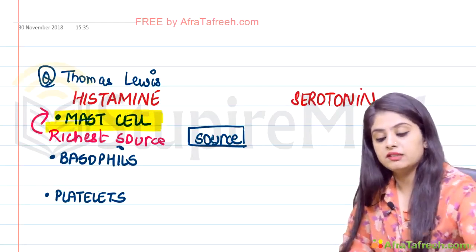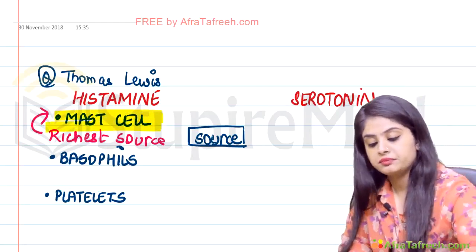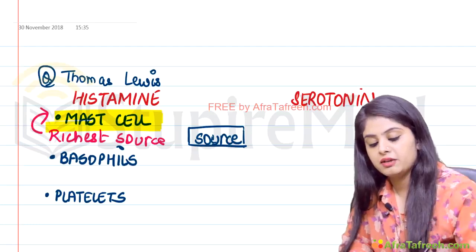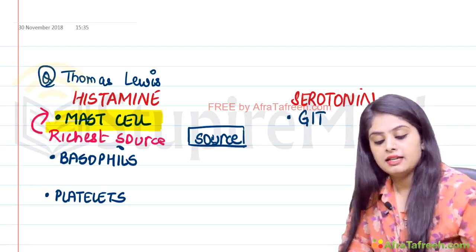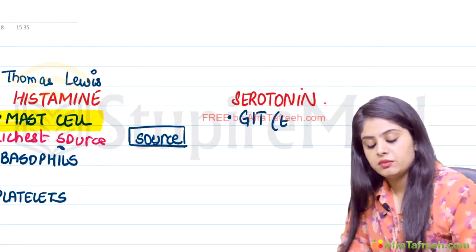Similarly, let's see what are the cells that are giving us serotonin. Serotonin is basically coming from first the GI tract, and in the GI tract it is coming from a cell known as the enterochromaffin cell.